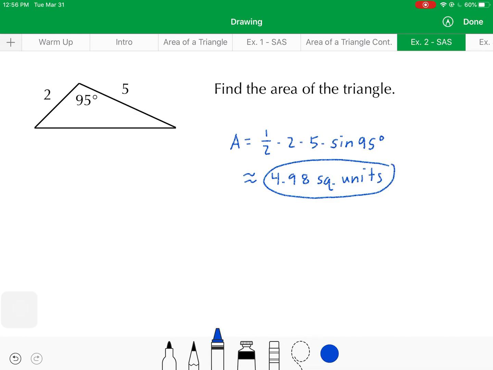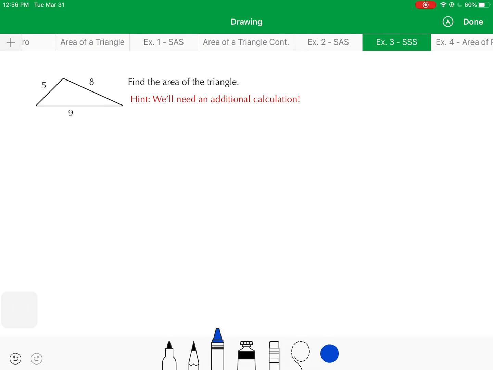All right. Now if you move to example 3, notice the situation's a little different. This time the givens are the 3 side lengths. So this is a side, side, side situation. And we are going to need an additional calculation to come up with the height of this particular triangle. So I'm going to choose to drop my altitude from the top down to this side length of 9 units. And how about I go after this angle X here?